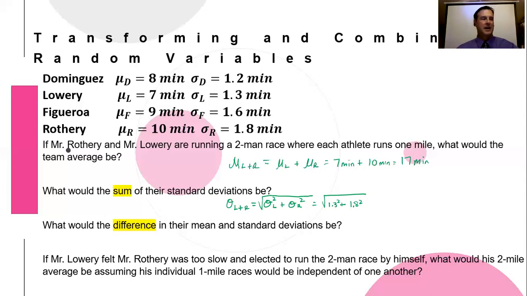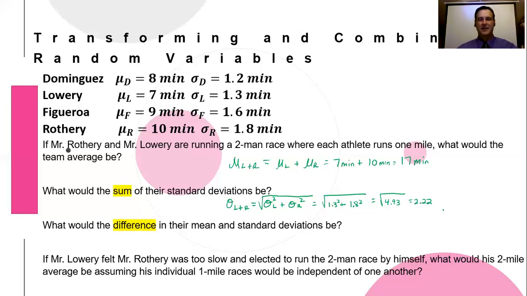Right, so again, a moment where you can put this in your calculator. 1.3 squared plus 1.8 squared gives us 4.93. And again, remember 4.93 by itself is just the variance, okay? But if you were to ask for the standard deviation, we would square root this answer, and you would end up with 2.22.